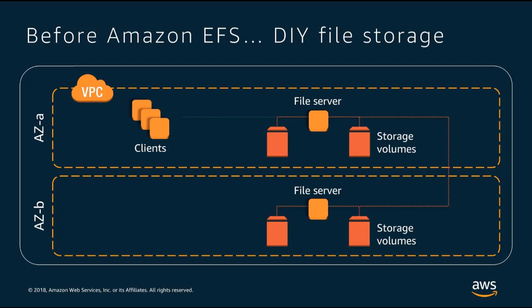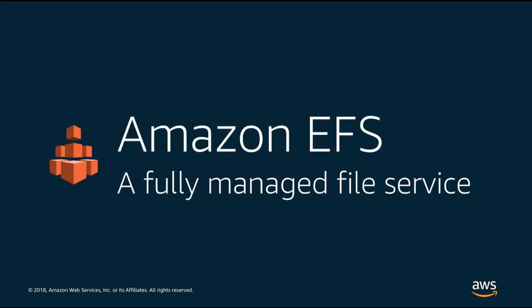You'd have a file server running on an EC2 instance as part of your setup in each availability zone, and storage volumes, or EBS volumes, attached to that file server. Data would be replicated synchronously or asynchronously across availability zones, but you would be responsible for operating the file servers and the disks and replicating the data and managing failover. But now we have Amazon EFS, which is our native fully managed file service.